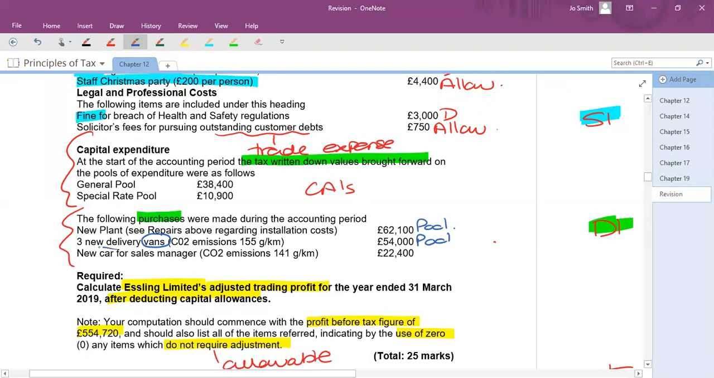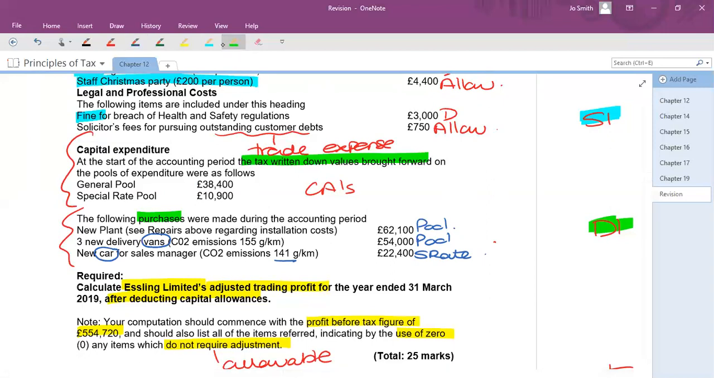But then we've got a car and the emissions are 141. So that's going to be classed as a high emission car, and that's going to go in my special rate pool. So those are going to be the split of my additions. Remember, you get the annual investment allowance on anything other than cars, so you'll get it on the first 2.